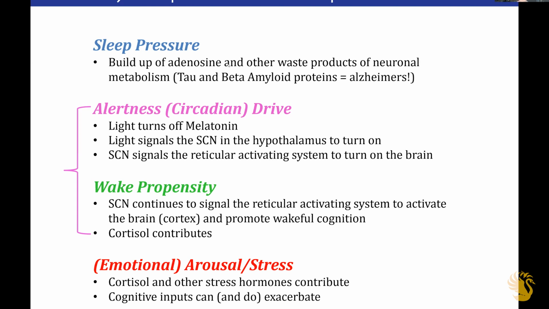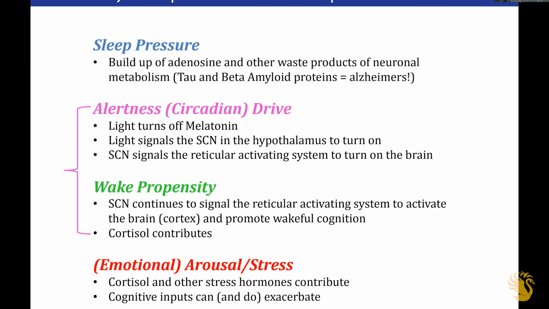And you may not know adenosine, but you know what its antagonist is, and that's caffeine, right? So caffeine displaces adenosine, and that's how it keeps us alert. But at some point, even the caffeine doesn't work, and the adenosine finally wins, and we have to get some sleep. Of note, there are other waste products of neuronal metabolism, and these two are the scary ones. Tau and beta amyloid proteins are what are found in Alzheimer's disease, what we think are killing off those cells. And these need to be cleared every night, and they're only cleared by the physiologic state of sleep.